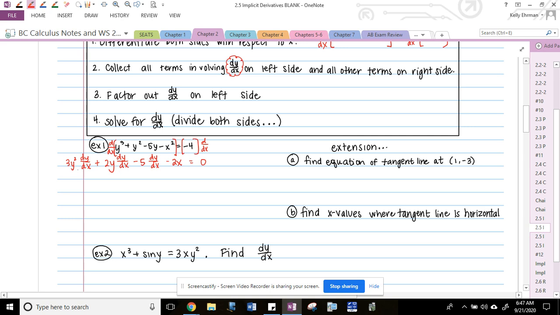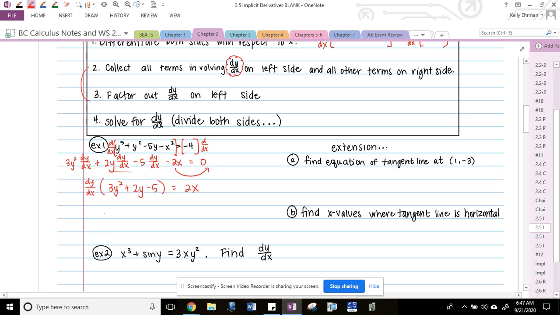So we want to keep all of our dy/dx terms on the same side. That means that I should just add the 2x to the other side. I'm going to combine steps 2 and 3 on this problem, and go ahead and factor out a dy/dx. That would leave you with 3y squared plus 2y minus 5 equals 2x, since I added 2x over to the other side. And step 4 is solve for dy/dx.